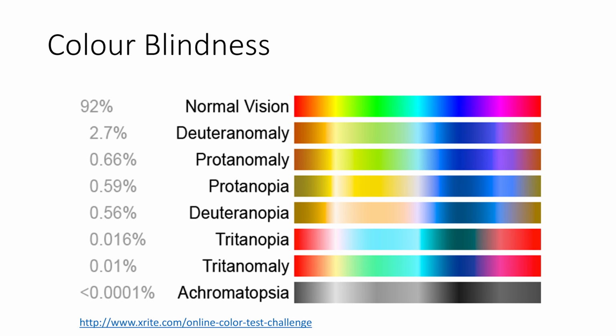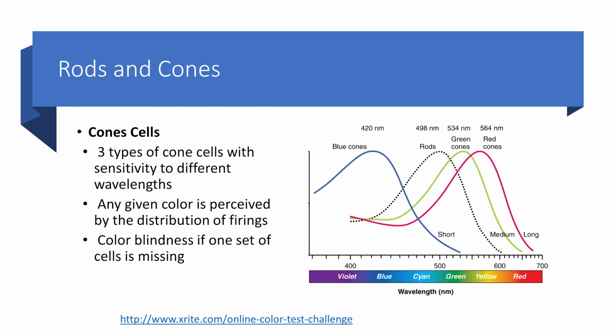Damage to rods primarily decreases sensitivity to light, but since we have far more rods than cones, if we damage a small section of the eye, we're likely to retain much of our visual ability. We have 3 different types of cone cells with sensitivity to different wavelengths. Any given color is perceived by the distribution of firing of the cone cells in that area, and color blindness occurs if one set of cells is missing or damaged.